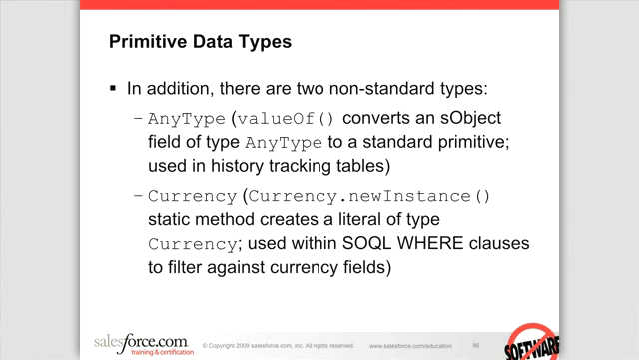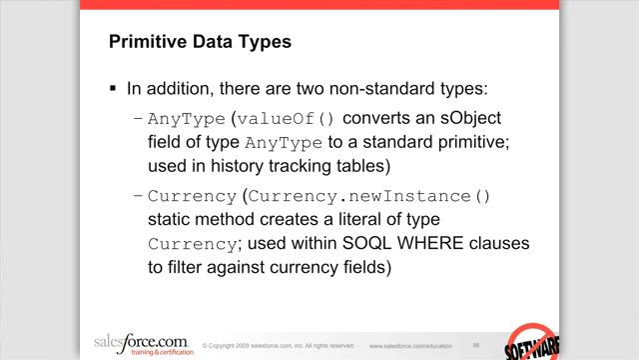There's a couple of other types. There's AnyType. AnyType is utilized in field history tracking. If you enable field history tracking for a specific object, the data that's stored in that table is of type AnyType. There are also currencies associated with our different currency types.